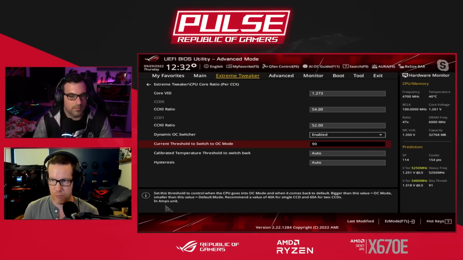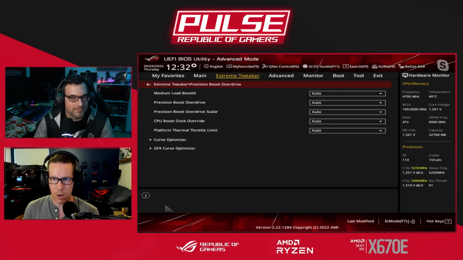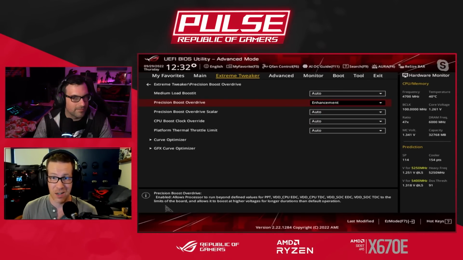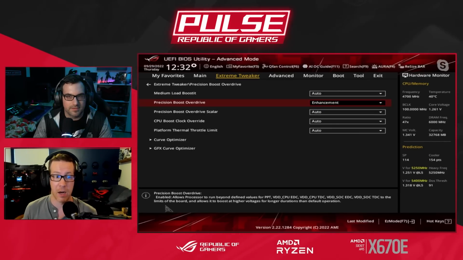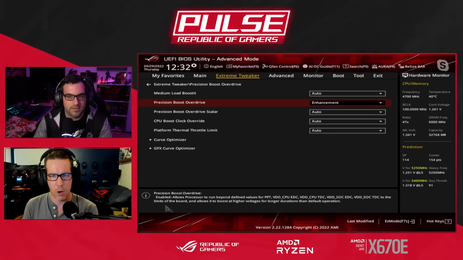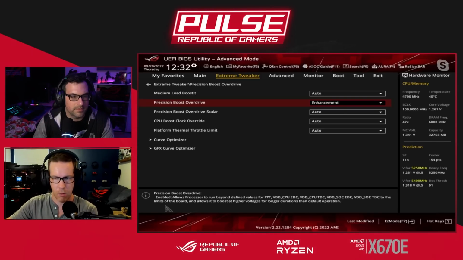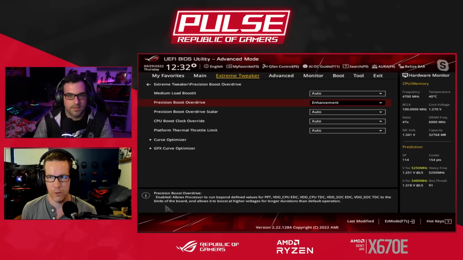And then just for giggles, we're going to go into Precision Boost Overdrive, and we are going to set this to enhancement. Again, this is kind of a one-click solution that there's no reason not to do. This is just going to take that single or lightly threaded performance and push it a little bit higher. Precision Boost Overdrive basically takes the limits that are baked into the CPU. When it boosts, it says, I'm going to boost until I hit either this temperature limit or this power limit or whatever. And this basically takes those limits and stretches them a little bit farther so that when it's doing its auto boosting thing, it'll push a little bit further to the edge.